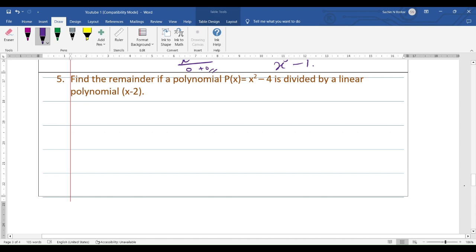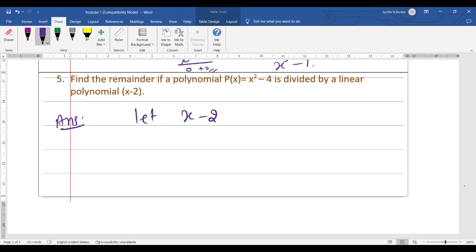Find the remainder if the polynomial x square minus 4 is divided by a linear polynomial x minus 2. Answer for this will be, let x minus 2 is equal to 0. Therefore, x is 2. So the polynomial p of x will become p of 2, which means x square minus 4 can be written as 2 square minus 4. So I find 4 minus 4, that's equal to 0.